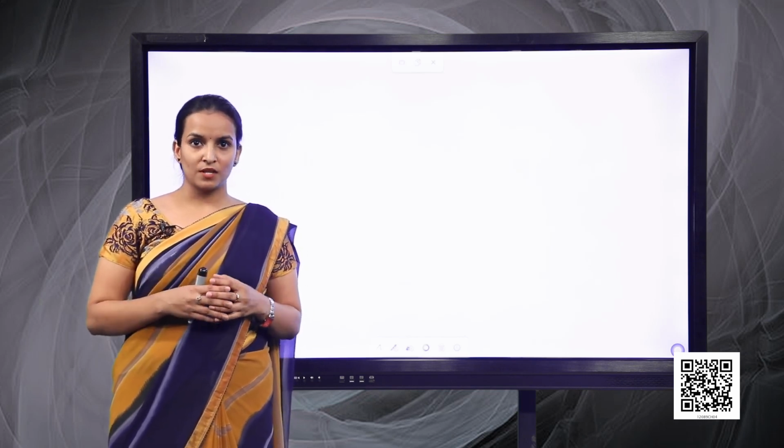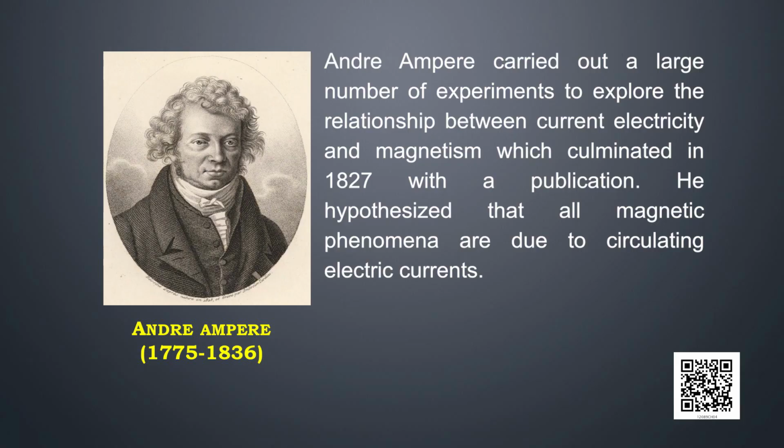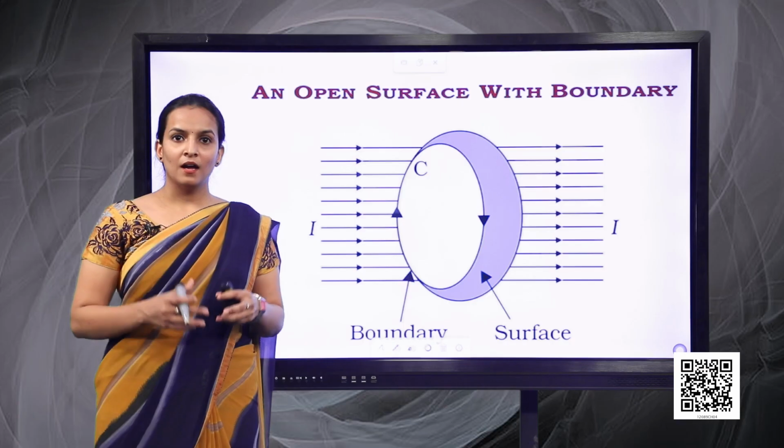magnetic systems. First, let's recall the work of the scientist Andre Ampere. Andre Ampere carried out a large number of experiments to explore the relationship between current electricity and magnetism, which culminated in 1827 with a publication. He hypothesized that all magnetic phenomena are due to circulating electric currents. Let's begin with the Ampere-Circuital law.